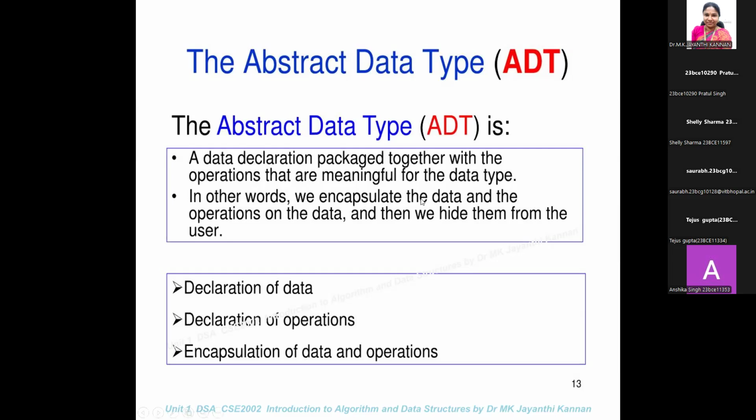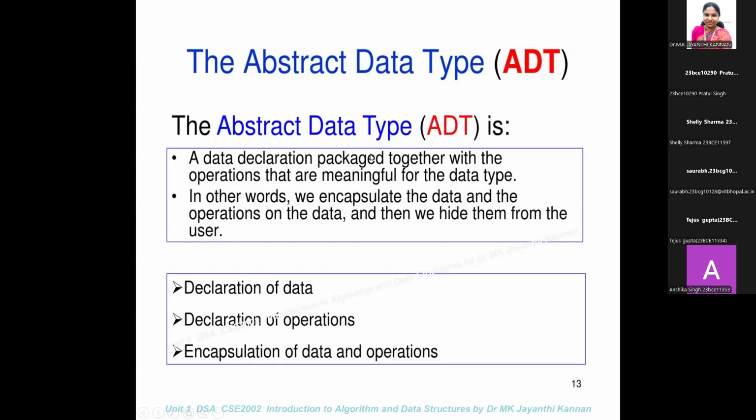In other words, we encapsulate the data and the operations on the data. So we are encapsulating data and operations. You know, encapsulation means a capsule which contains the medicine inside and an outer cover. So the operations and data are inside, but it is hidden from the end user. On one side the data will be there, on the other side the function will be there. Both are dependent on each other, but they are hidden from the external end users through the capsule. Then we hide them from the user.